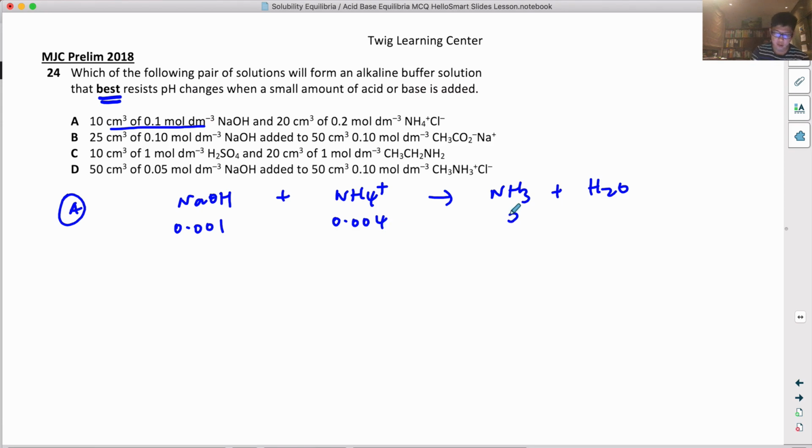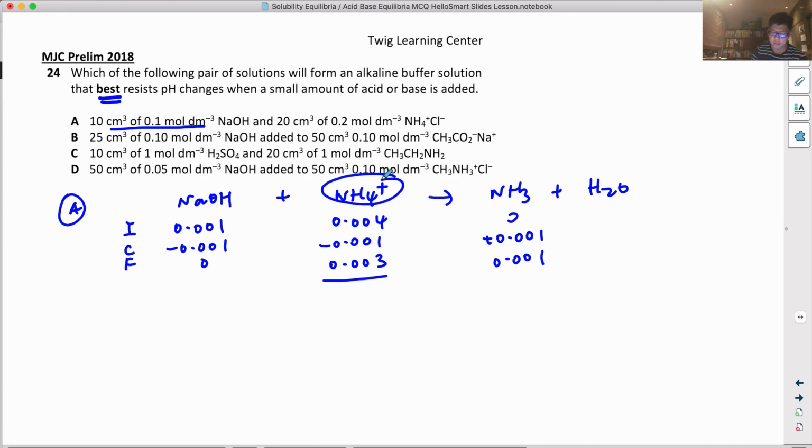All right, I'm going to do ICF, initial, change, final. You can see that the sodium hydroxide is actually limiting, so 1 to 1, I put minus 0.001, this plus 0.001. In the end you have 0.003 and 0.001. So you still have ammonia and ammonium, not in equal amounts, but you still have an alkaline buffer. Okay, let's try B.